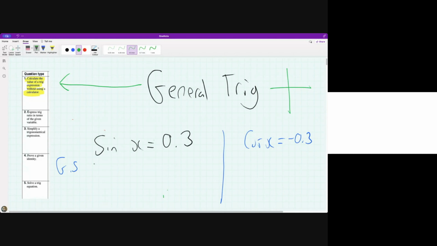So when we taught this in class, we taught it as step 1, ignore if there's a negative there. Now there's a positive, so it doesn't matter. And your first step is to find your reference angle. So tell me, on your calculators, if you go shift sine 0.3, what do you get? Tell me in the chat what you get if you do that.